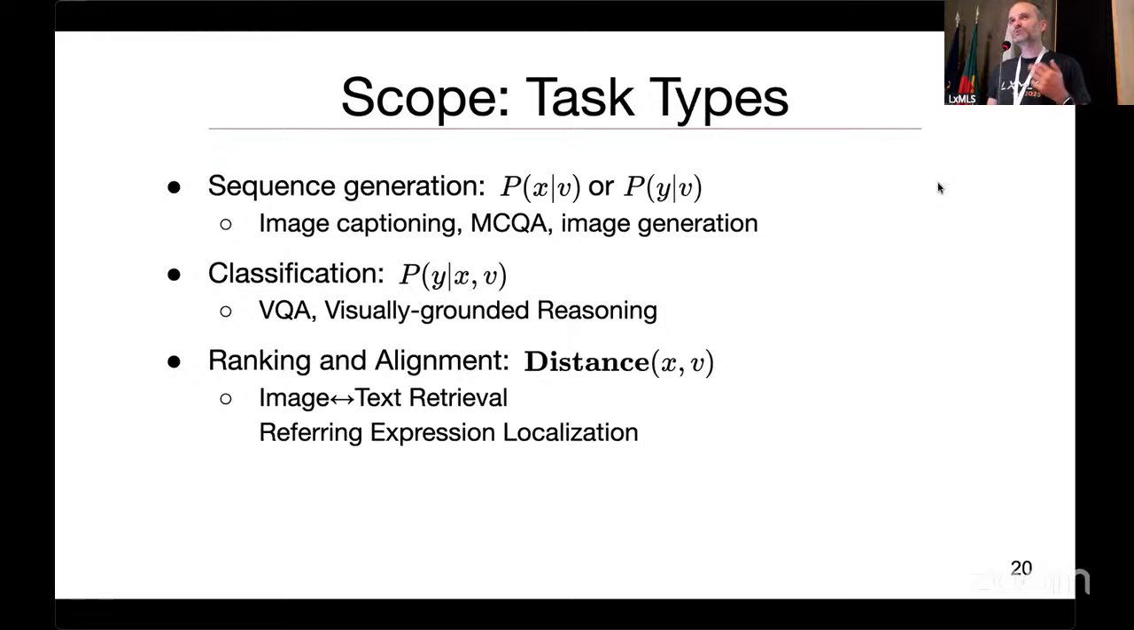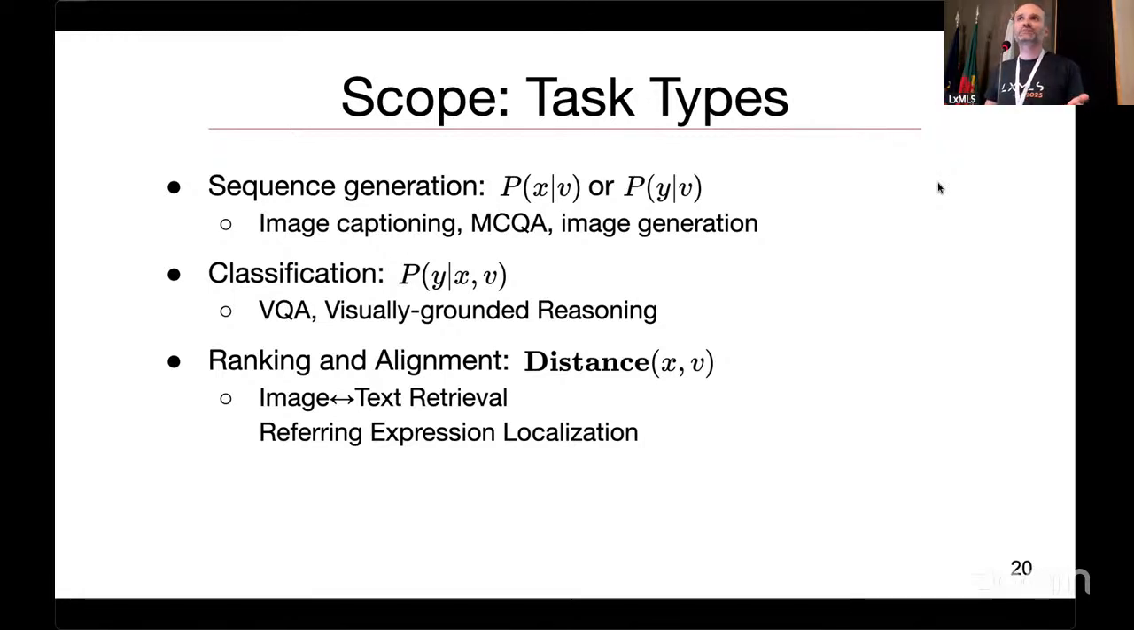And there's also a notion of what types of tasks you want to collect this data for. It could be sequence generation, where maybe you want to model sentences given images, or maybe you want to do multi-choice question answering, in which case you're modeling a slightly different distribution than natural language.